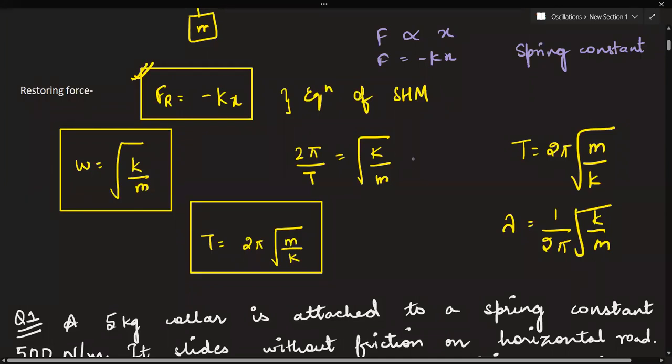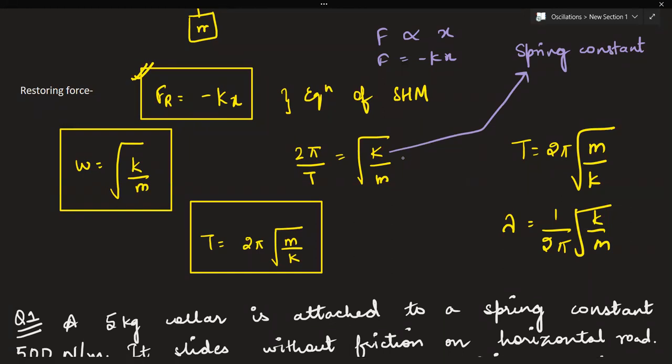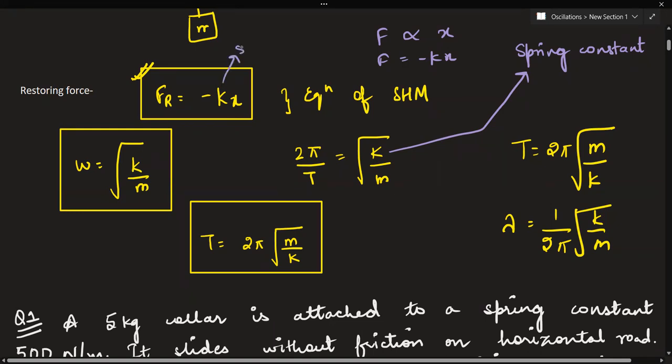See, so K here is the spring constant. You have to remember the value of K: K is the spring constant, the spring factor that we were representing. This K is representing the spring factor, and this is specifically for the spring-mass system. And M is the mass.